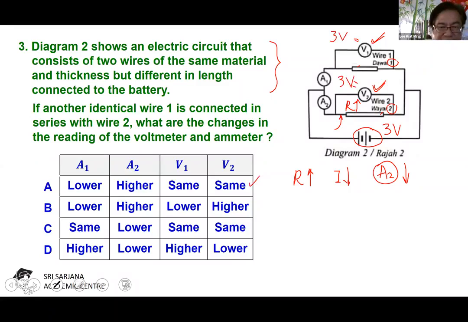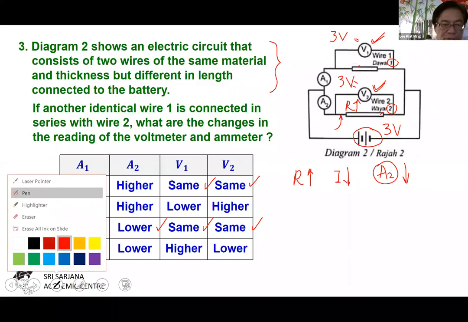It will be either this and this and this and this. And you know that your ammeter reading A2 is lower. So understood, chances are your answer will be C. I think I made myself pretty clear.